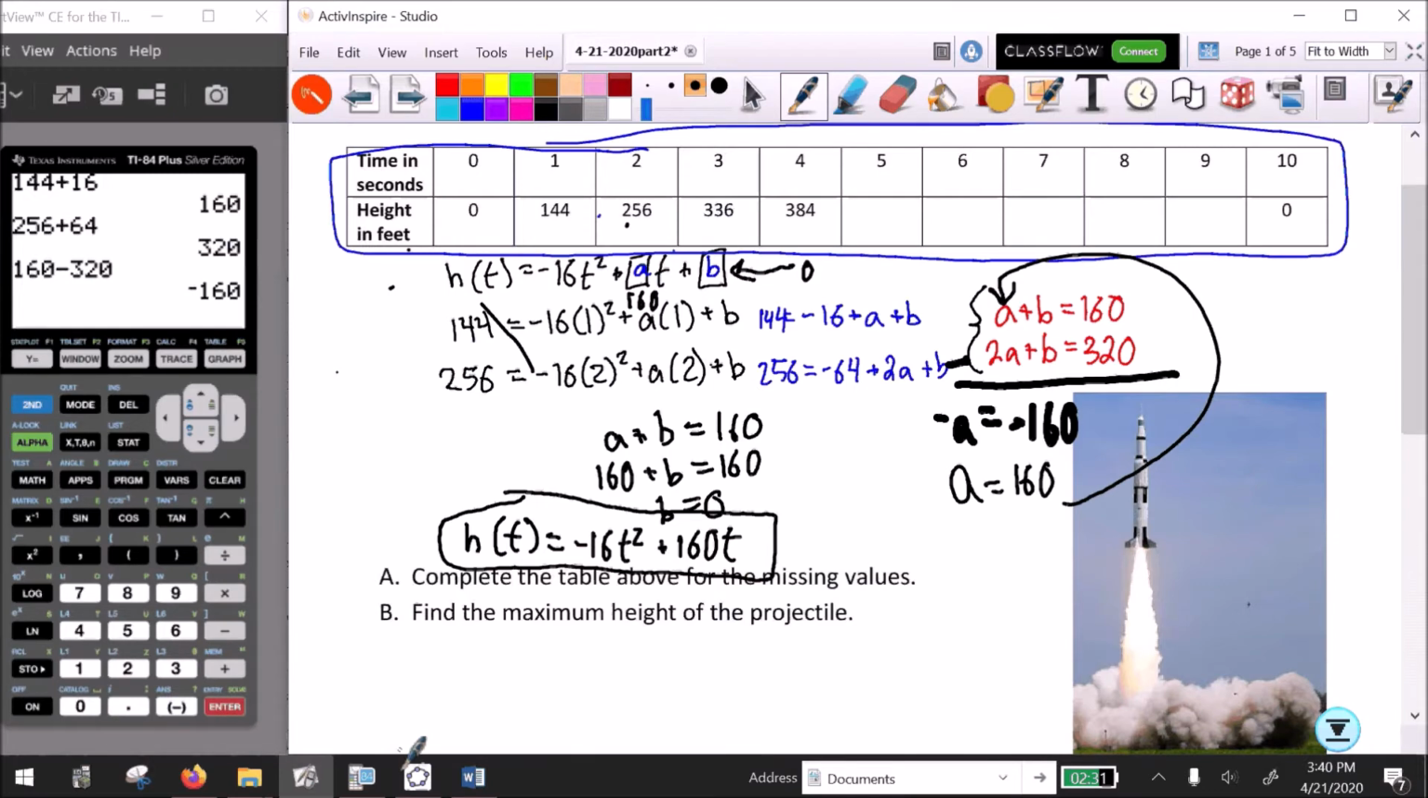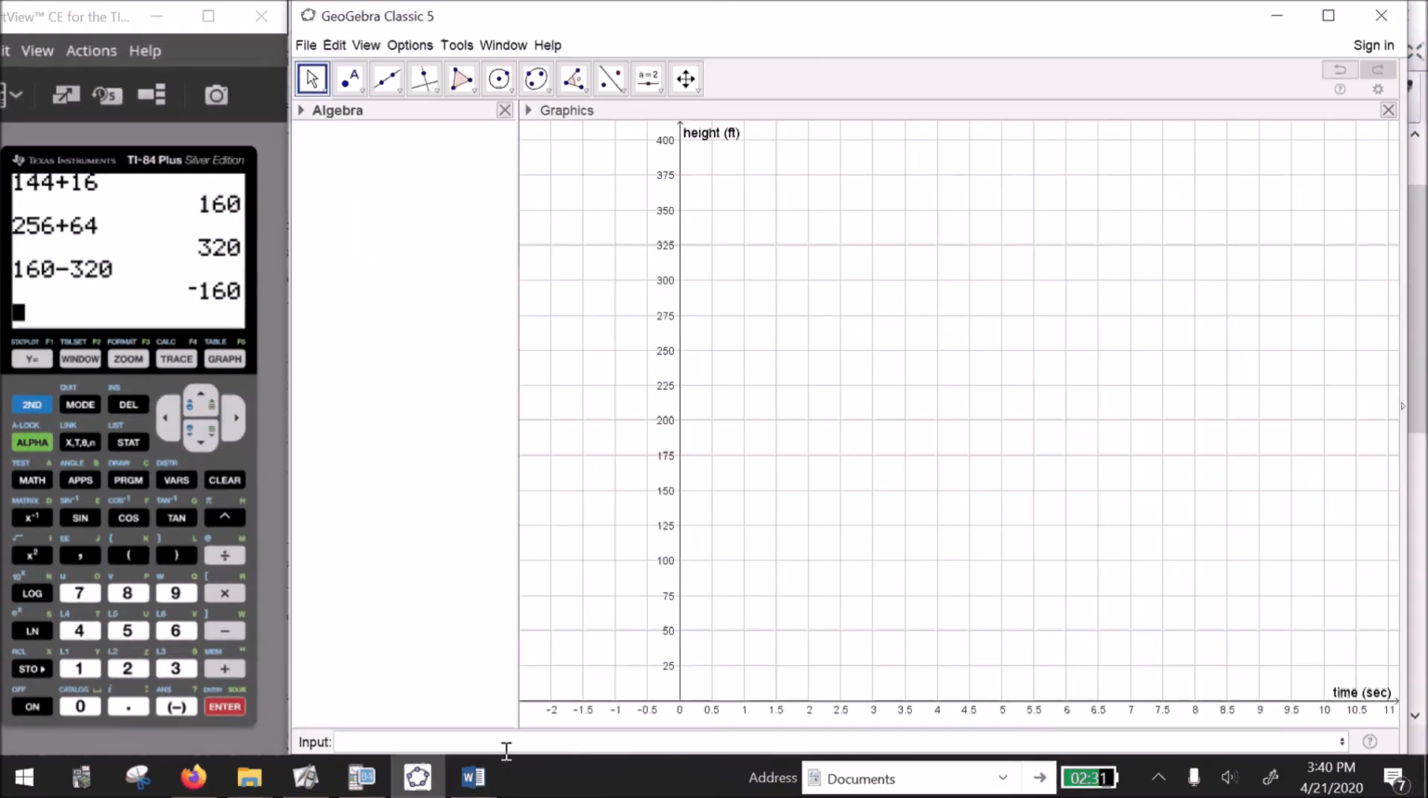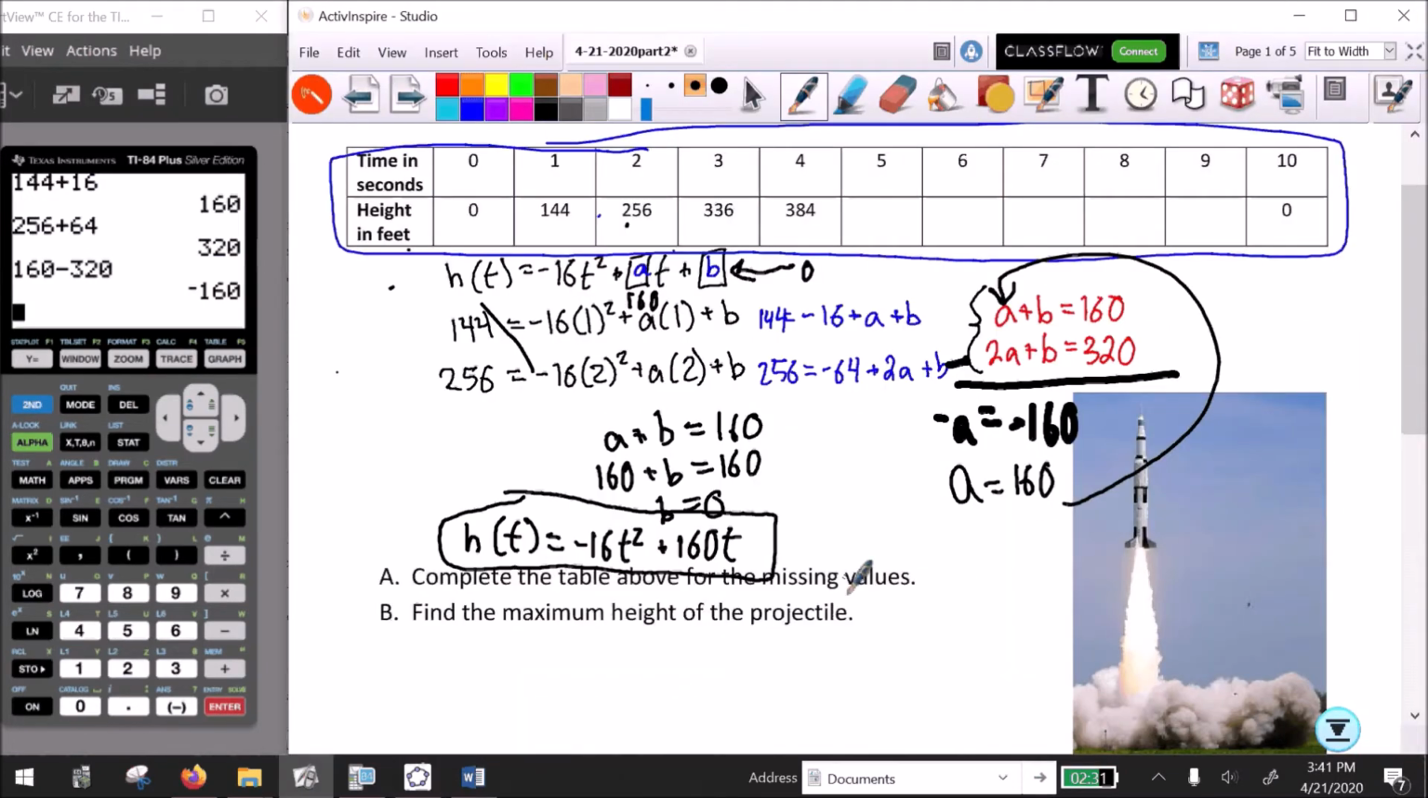I'm going to just go ahead and plug this equation into this calculator here, just so you can get an idea of how the height of the object looks as it was after it was launched. So it's negative 16x or t squared plus 160x or t. Alright, so we can see here that the maximum height of the projectile is 400 feet, and there is another way we can determine that without a graphing calculator. We're going to do that.